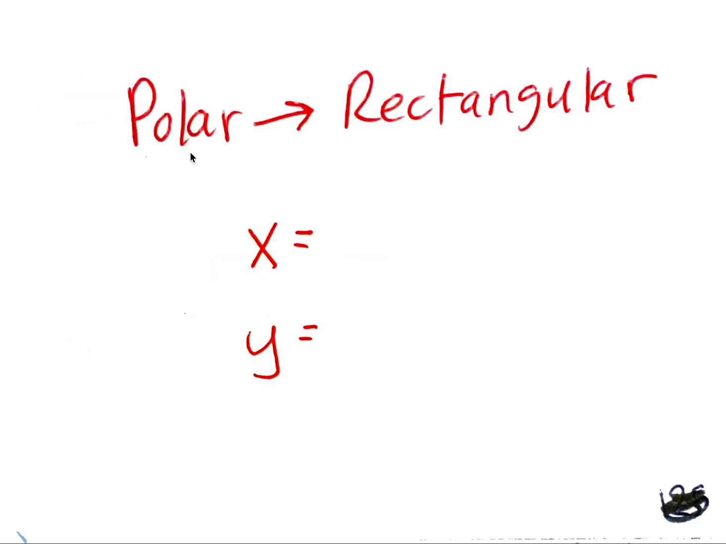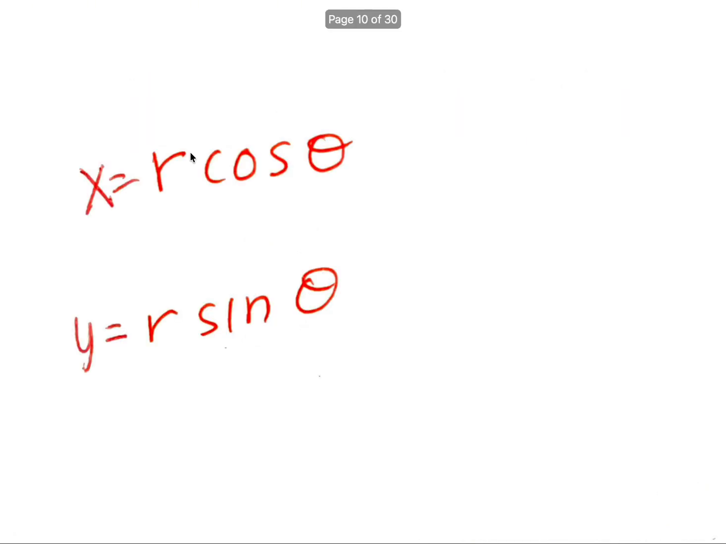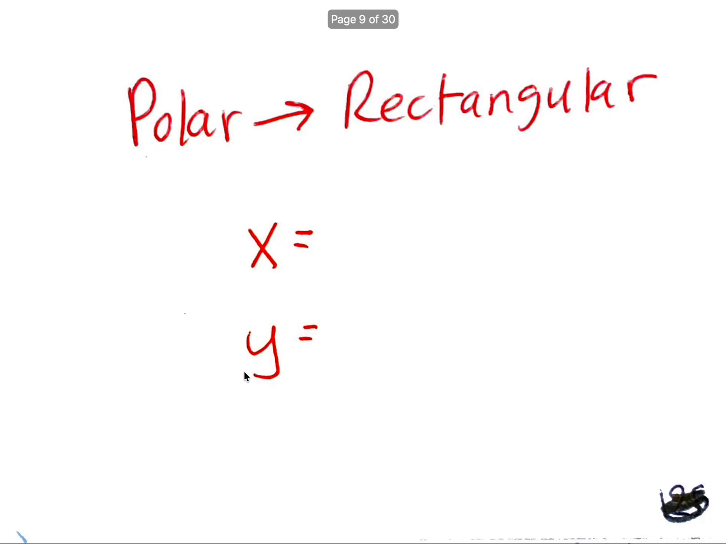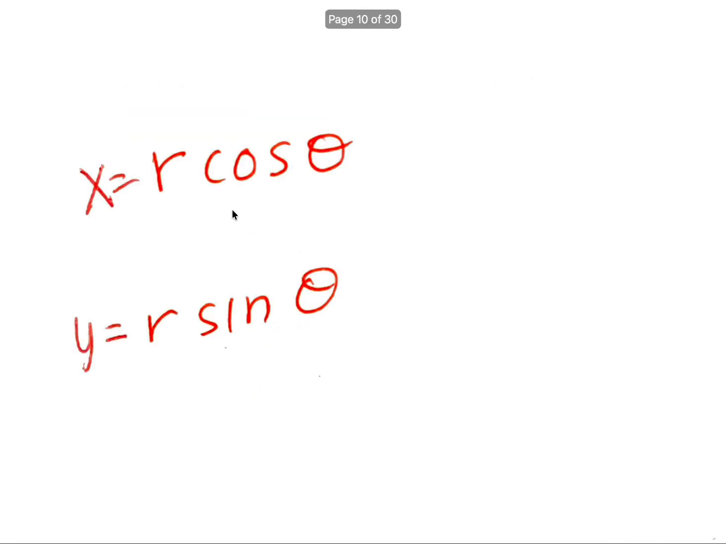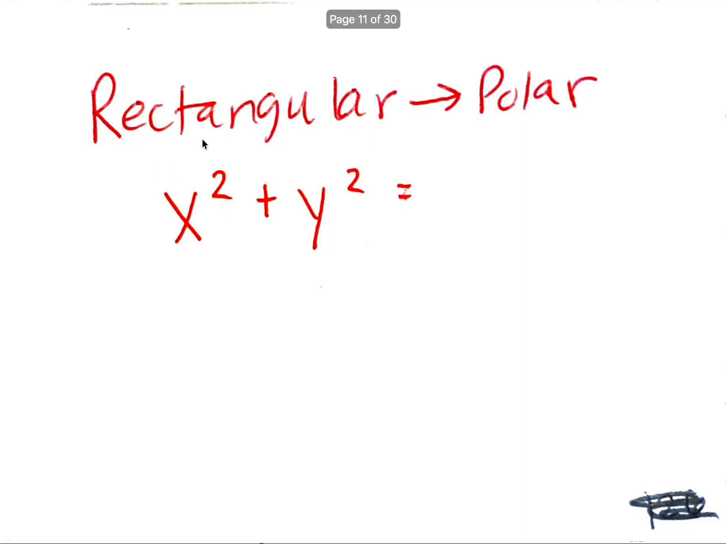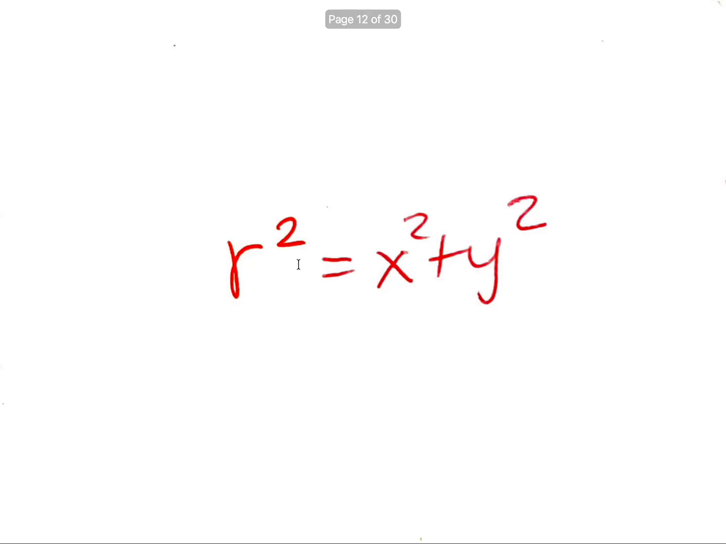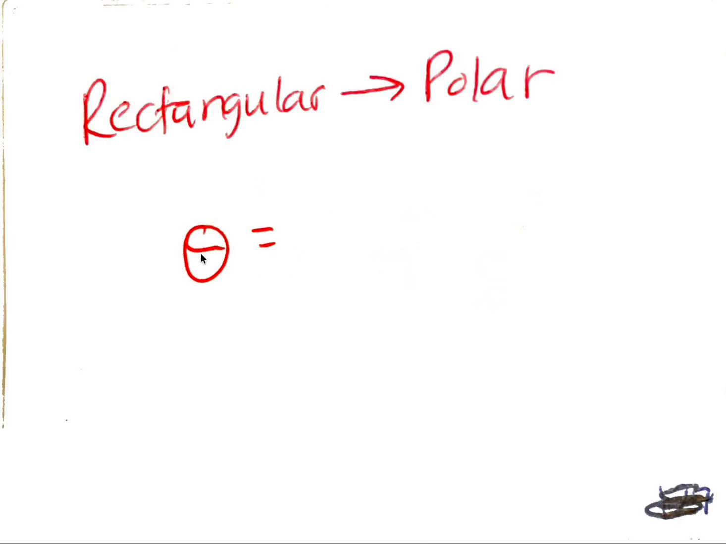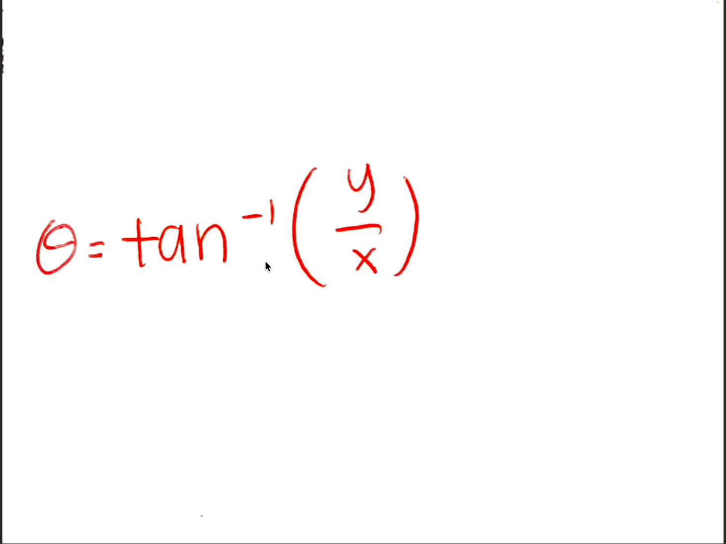In order to translate from polar to rectangular, there are some ways. x is equal to r times cosine theta, and y is equal to r times sine theta. This is how you translate from polar to rectangular. From rectangular to polar, you're going to use x squared plus y squared equals r squared, and theta is equal to inverse tan of y over x.